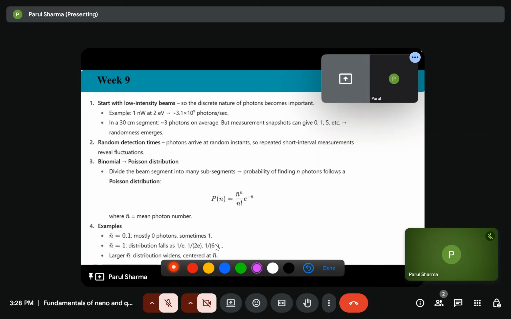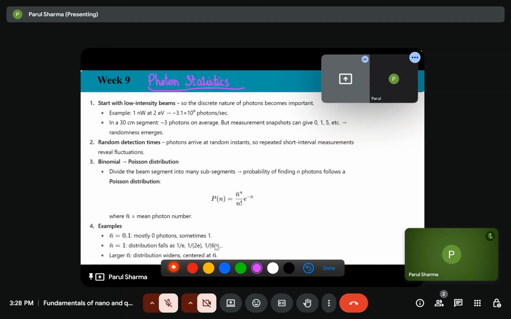So we started to understand what photon statistics is. To understand the photon statistics within the quantum prism, we started with a low intensity beam, so that the discrete nature of photons becomes important. And we took an example like 1 nanowatt.